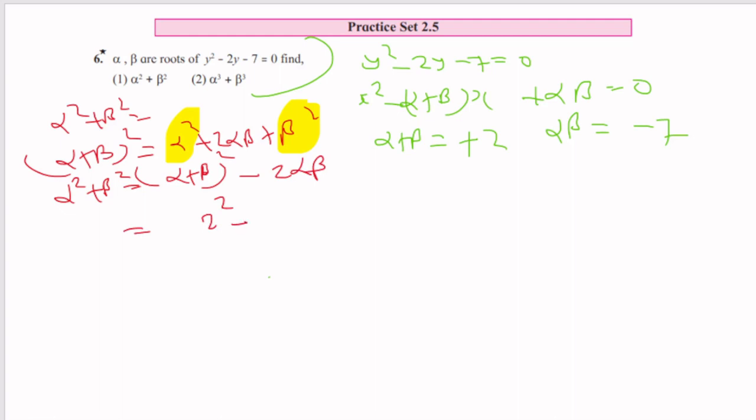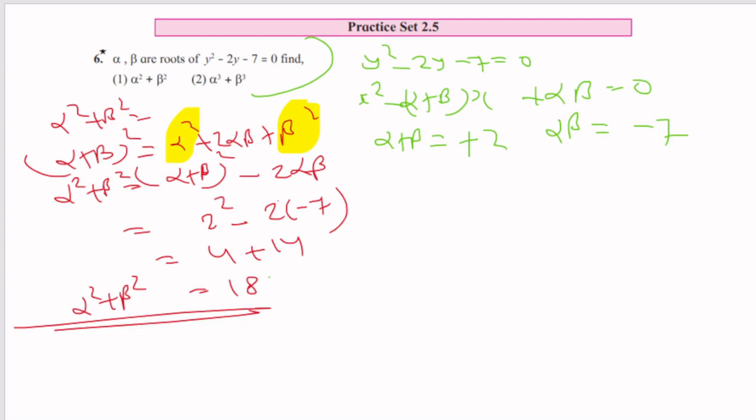Whole square is 2. And alpha into beta is minus 7. So you can write 2 into minus 7, so 4, this is 14 and 18. So alpha square plus beta square, you got 18. Easy? Right. Now we need to find what?